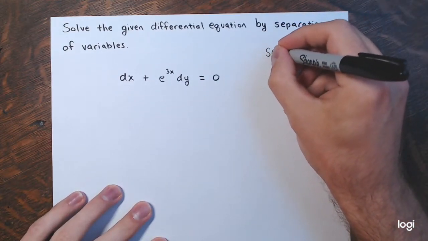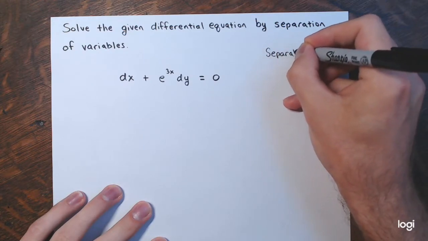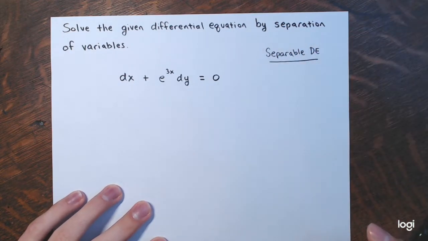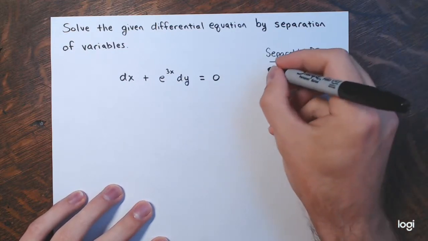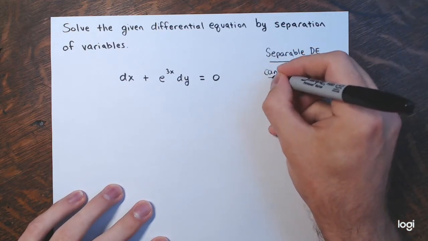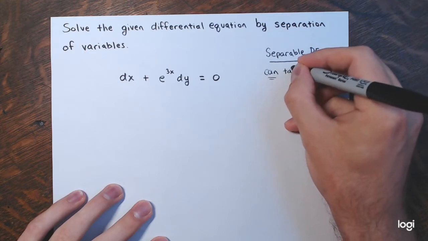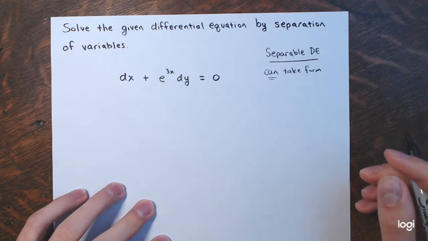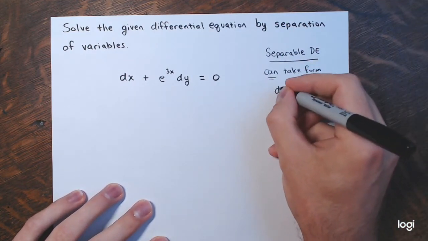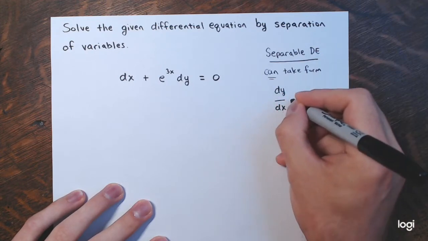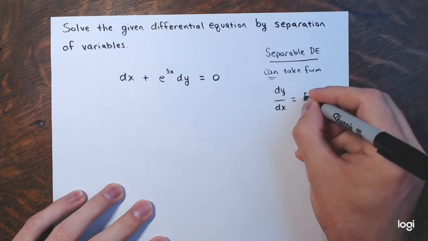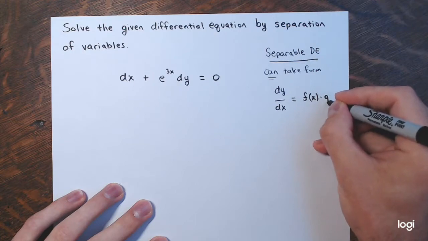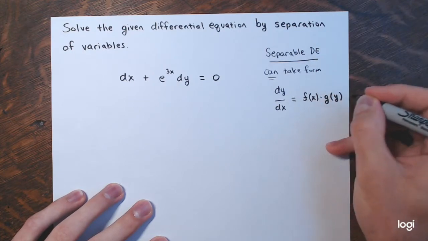So a first order differential equation, I'm going to write this off to the side first, is separable if it can take the following form. It might not start off looking like this, but you can manipulate the equation to look like this. We have the derivative of y with respect to x equals some function that depends solely on the independent variable x multiplied by some other function that depends solely on y.